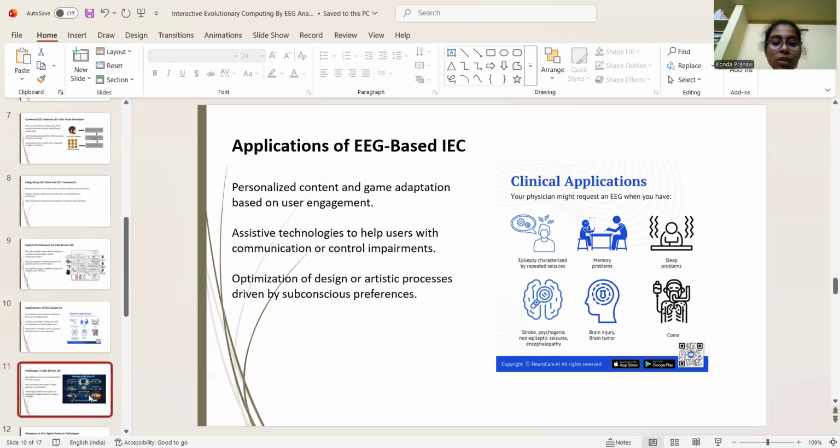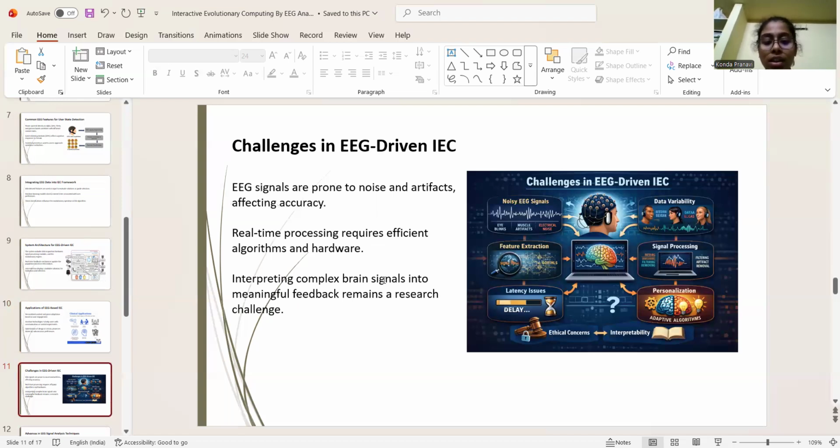When it comes to the challenges of EEG, EEG signals are prone to noise and artifacts, affecting accuracy. Real-time processing requires efficient algorithms and hardware, and interpreting complex brain signals into meaningful feedback remains a research challenge. Real-time processing is computationally demanding, and interpreting brain signals accurately is difficult.